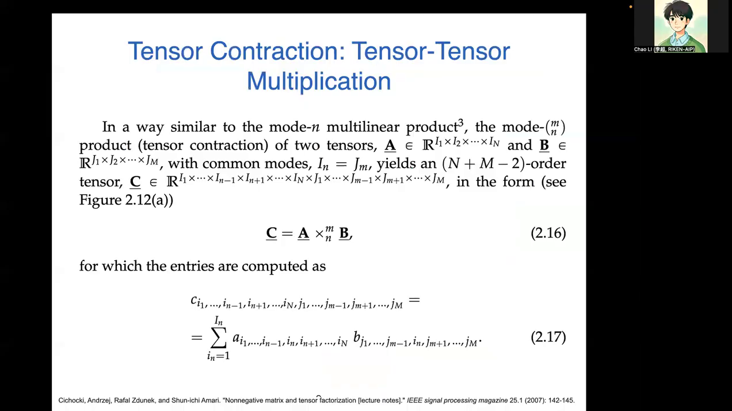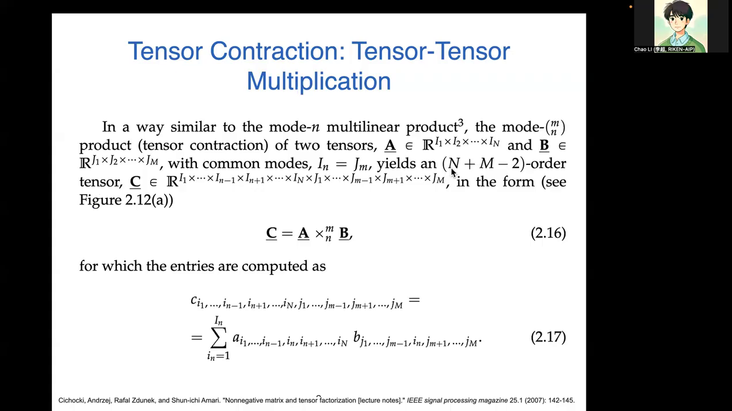Now, let's make this a bit more formal. Suppose we have two tensors, where A is a tensor of order capital N, and B is a tensor of order capital M. They share a common mode. The notation here means that A's N mode is shared with B's M mode. Then we can perform a contraction along the shared modes to produce a new tensor C.